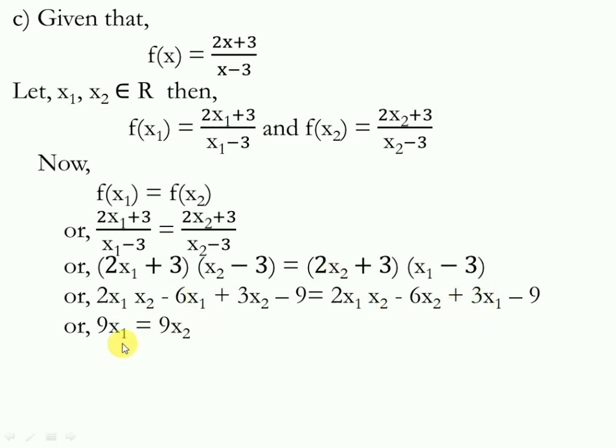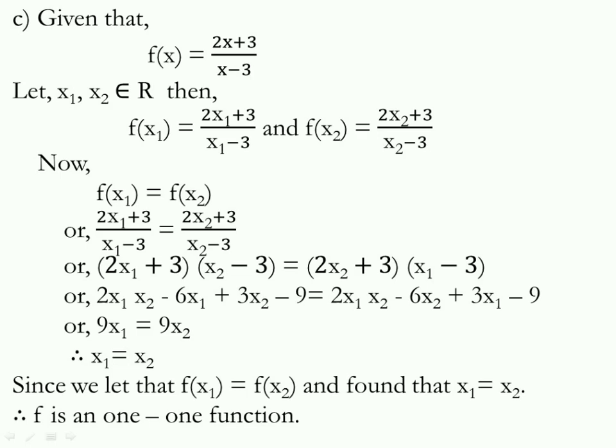So I have written 9x1, and if this minus 6x2 comes on the left side, it becomes 3x2. So I have written 9x2. Now both 9x1 and 9x2, and there is an equal sign. So that means 9x1 equals 9x2, and that completes that x1 equals x2. Already we have said if we can find x1 equal to x2 while taking f of x1 equals to f of x2, then we can say that it is a 1-1 function.